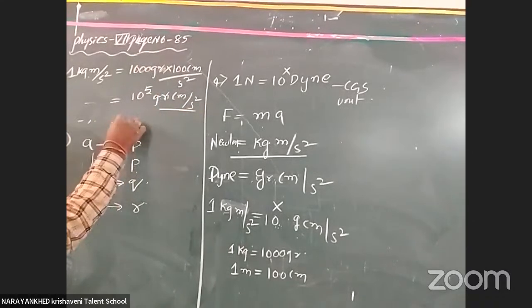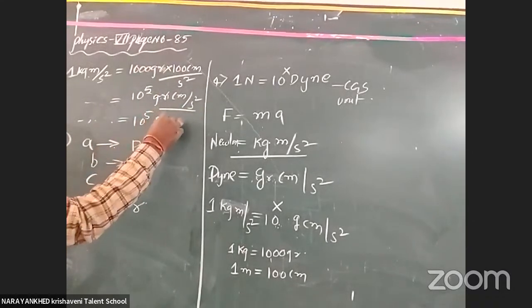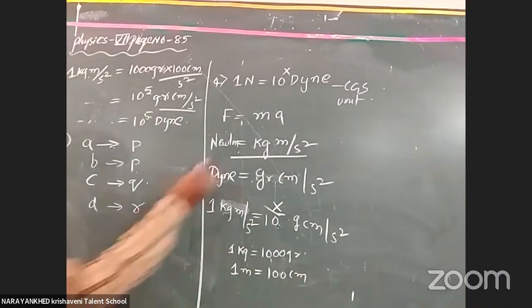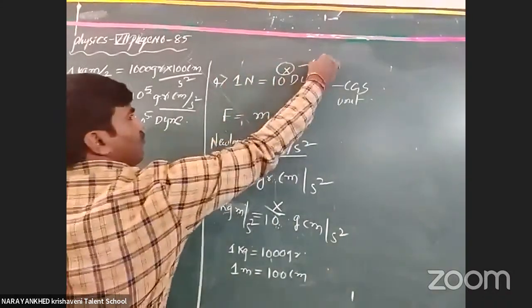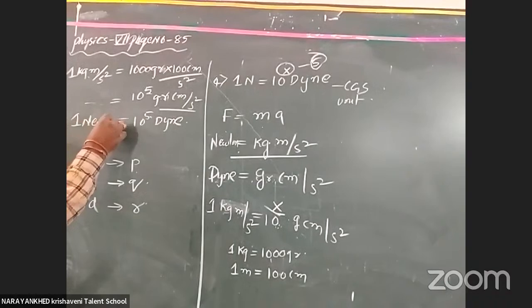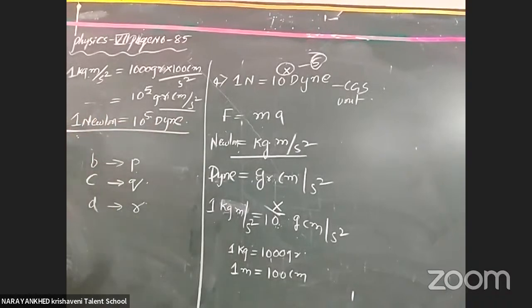Now it is dyne or not? 10 to the power of 5 dyne. Then x is equal to what? The answer for x is 5. Got it or not? 1 Newton is equal to 10 to the power of 5 dynes. Please note.